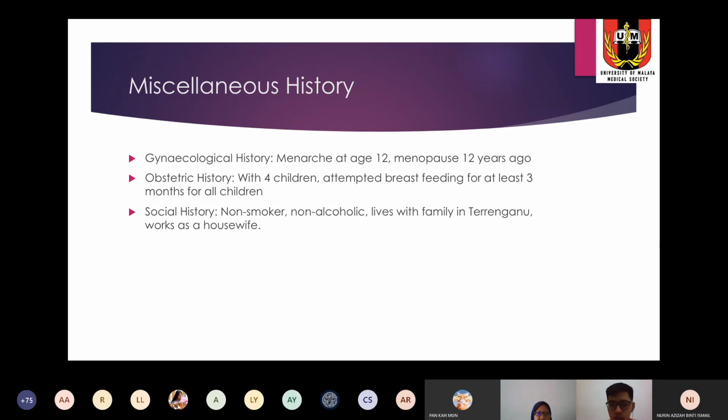Gynecological history: menarche at age 12, menopause 12 years ago at 55. Obstetric history: 4 children, attempted breastfeeding for at least 3 months for all children. Social history: not smoking, didn't drink alcohol, lives with her family in Terengganu, works as a housewife. From all this miscellaneous history, there are a few risk factors that we need to ask about. I'm just asking if these risk factors have been covered sufficiently in the miscellaneous history.